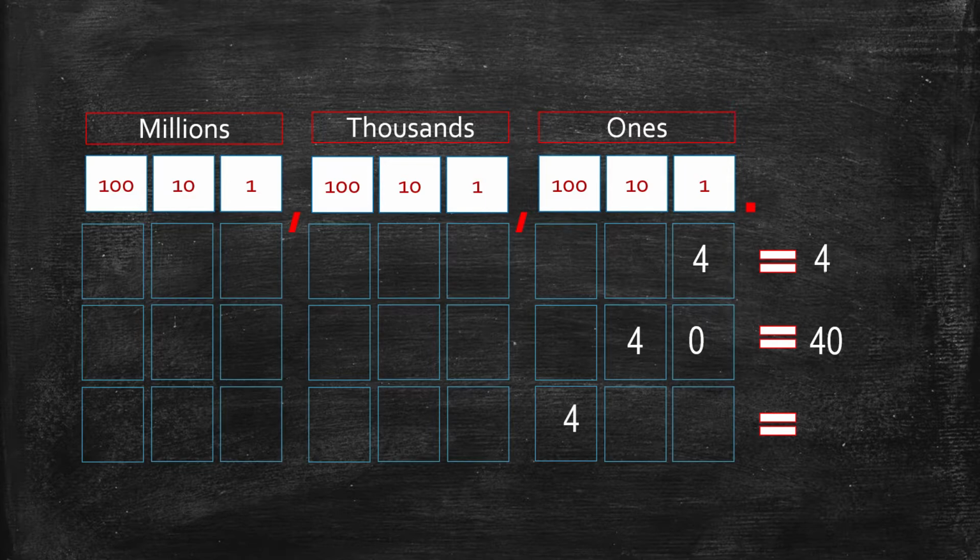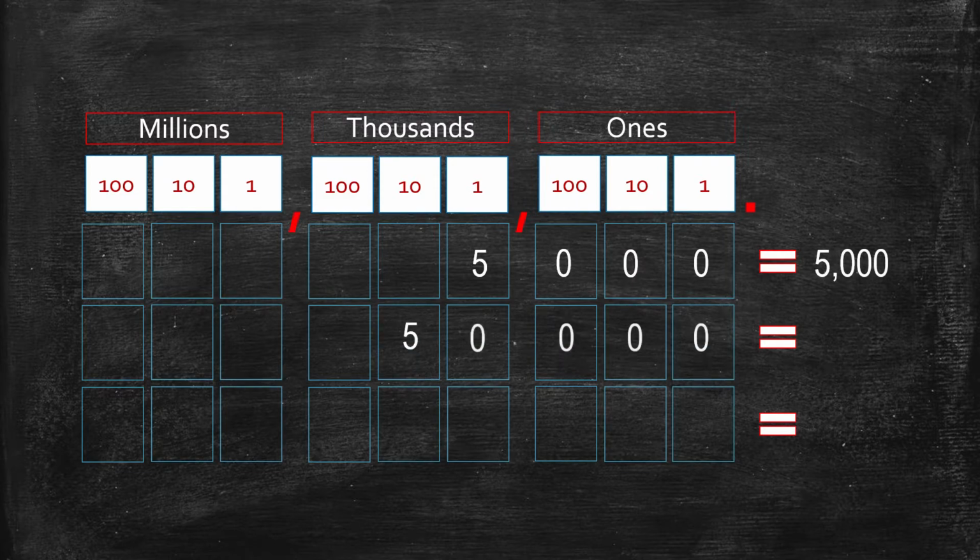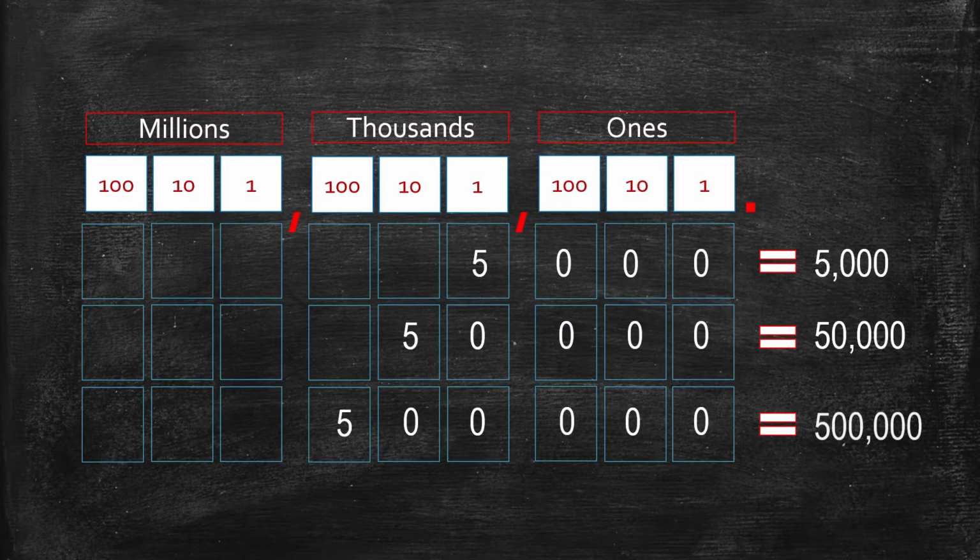Now I've put a 4 in the 100 spot. So if I asked the value of that 4, it would be 400. Now I put a 5 in the 1000 spot. 3 place values to the right of it. That would be 5,000. And we continue the trend. The further left we go, 5 in the 10,000 spot would give us 50,000. And if we had a 5 in the 100,000 spot, that would give us 500,000.